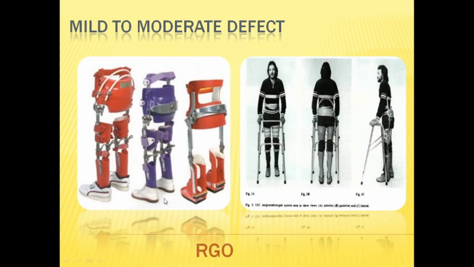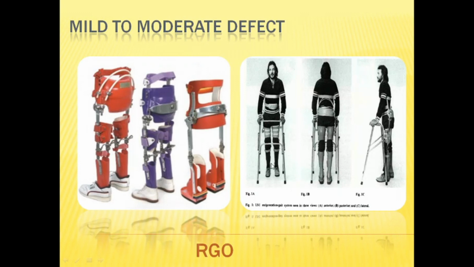So now what is RGO? RGO is reciprocal gait orthosis. It is a specially designed HKFO with a lower trunk corset and a special mechanism. The hip mechanism in RGO is designed in such a way that when the child does extension of one leg, it could assist the flexion of the other leg. So these are the different types of RGOs.